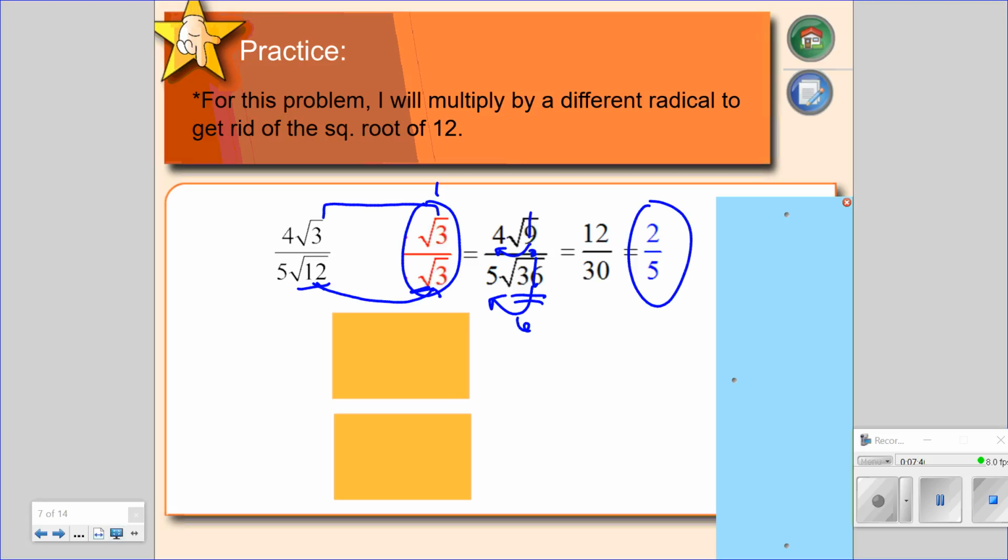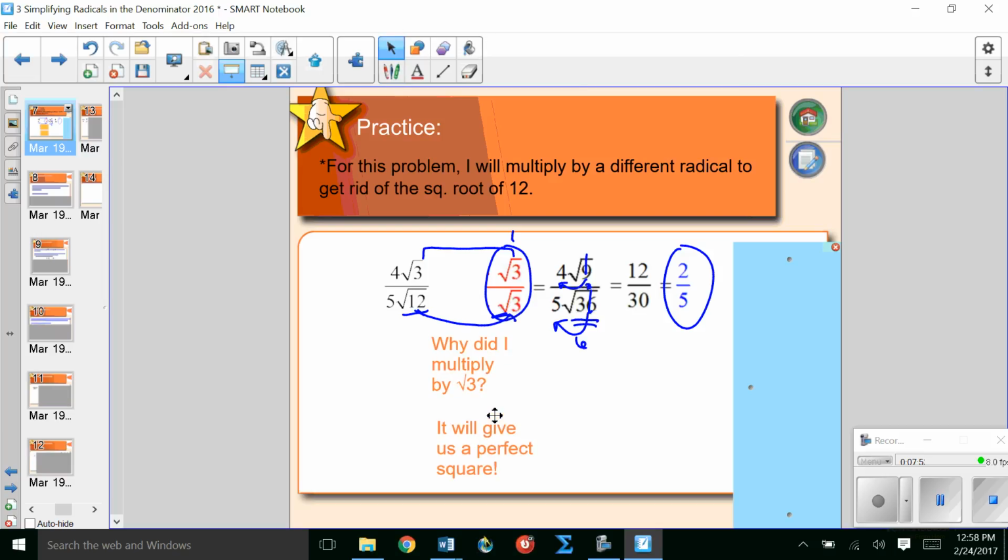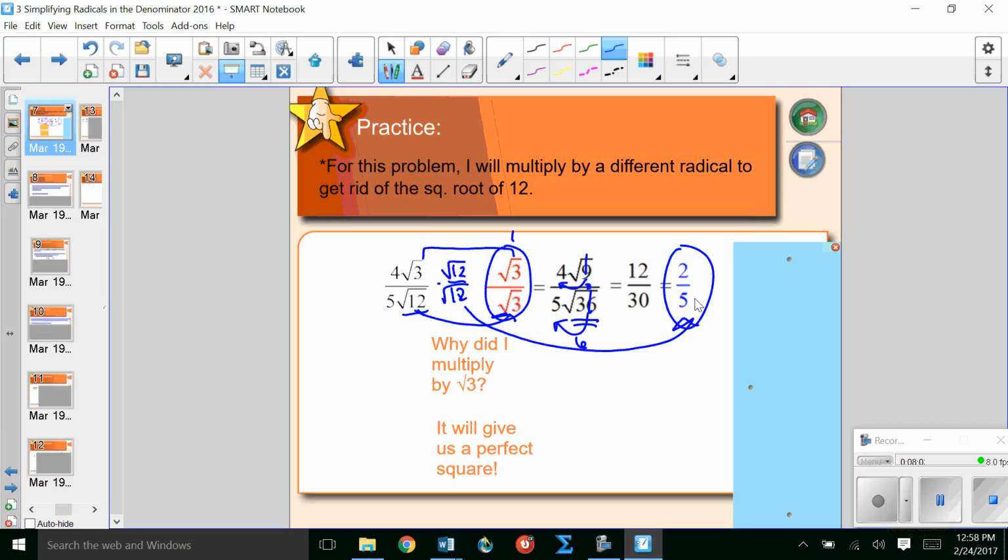Anyways, so like I said, if you wanted to have done the square root of 12 over square root of 12, you still would have gotten the exact same final answer as us. You probably just would have had bigger numbers to simplify along the way, and that's totally fine.